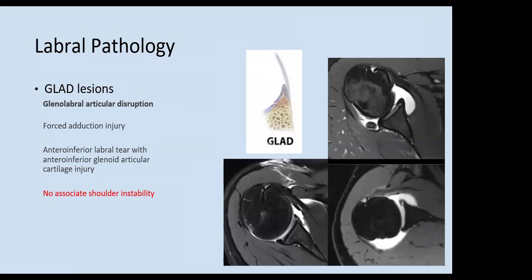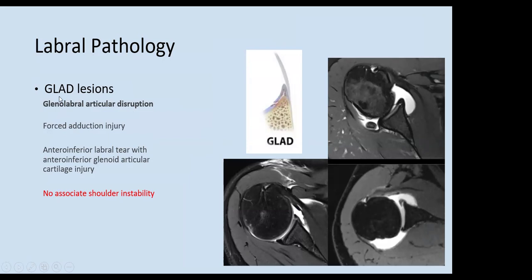Another type of labral tear is when you get a labral tear with involvement of the hyaline cartilage, as we can see here, there's a small fragment of the hyaline cartilage attached to the labrum. Same thing here, there's a small fragment, and here there's a fragment of the hyaline cartilage detached with the labrum. This is called the GLAD lesion, which stands for glenolabral articular disruption.